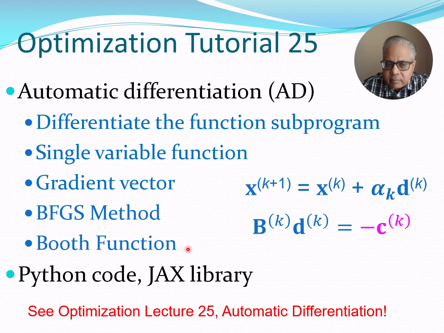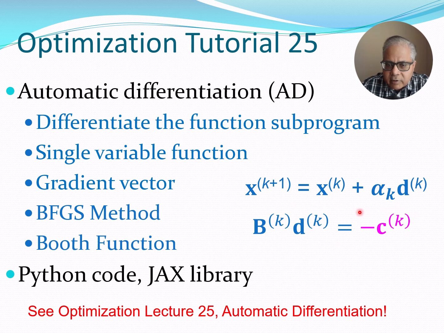Now, of course, you remember the BFGS method has the form xk plus 1 is xk plus alpha k dk, where dk is obtained by solving the system Bk dk is minus ck. C is the gradient vector. B is the matrix which is built up by the BFGS method, and D is the search direction. Also, alpha k is the step size and x is the current vector of design variables. Xk plus 1 is the next vector of the design variables.